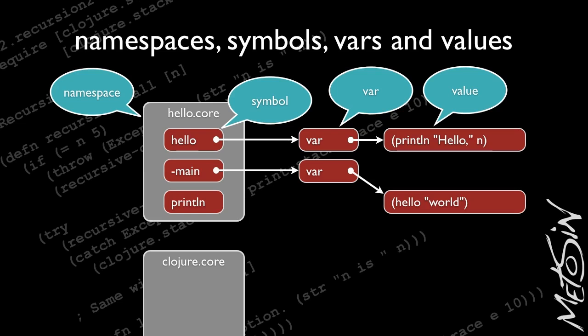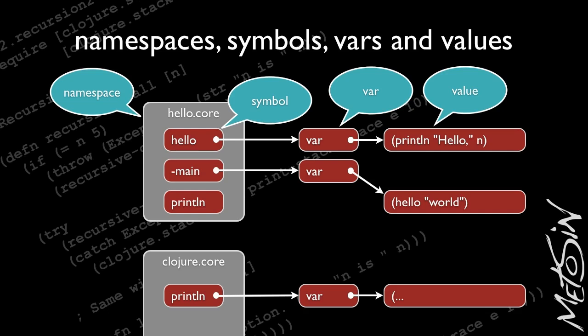In Clojure, the clojure.core namespace symbols are automatically imported to new namespaces. In clojure.core there is a symbol println which points to a var, which has this value, which contains the function that does the actual printing. So when we created the hello.core namespace, this println was actually imported there. So we have a symbol println in hello.core that points to this implementation that was first defined in the clojure.core namespace.